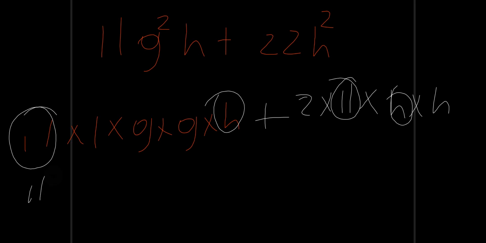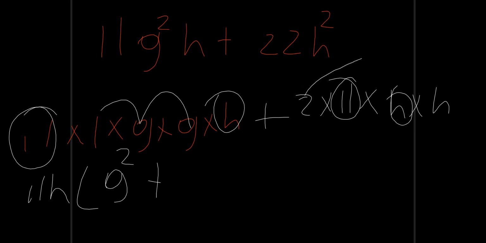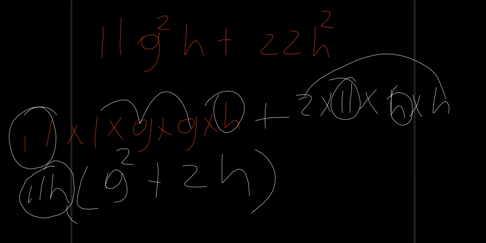So we pull out 11h, and we are left with 1 times g, which is just g to the second power, plus 2 times h, which is 2h. So if we were to use what is outside to multiply with what is inside, we'll get back 11h times g to the second power gives us back that.